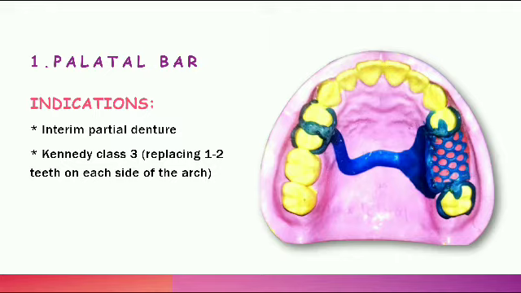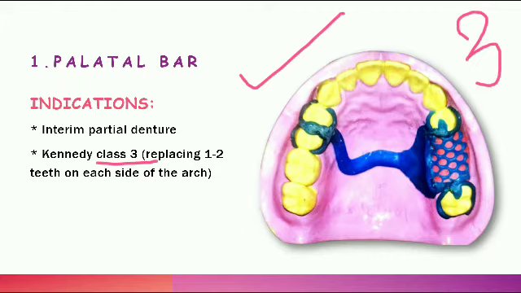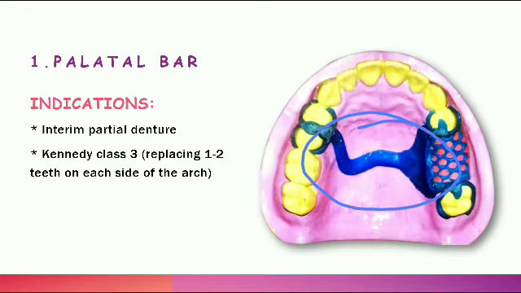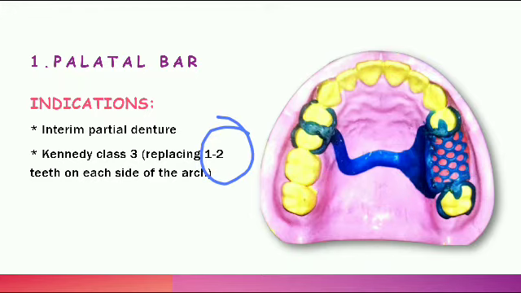So where can you use it? You can use it in Kennedy class 3. Now look at this diagram. Here this is your Kennedy class 3. This is your edentulous space, and this edentulous space is bounded by these 2 teeth and they are natural teeth. Hence it is Kennedy class 3. Now you can see the palatal bar in Kennedy class 3. One more condition is that you can use this palatal bar in Kennedy class 3 only if you have to replace 1 or 2 teeth.